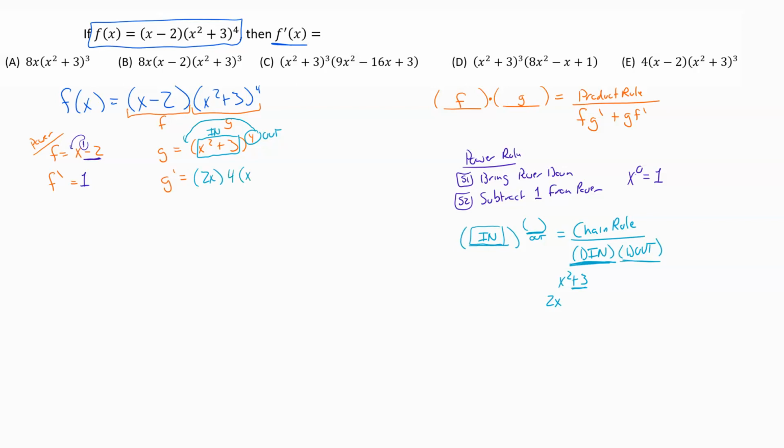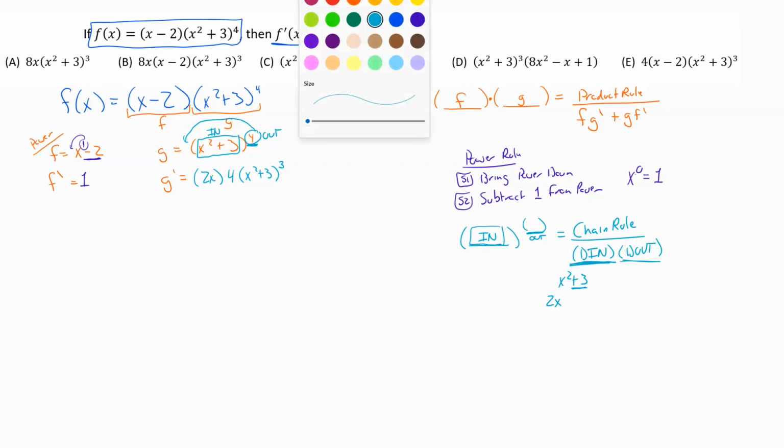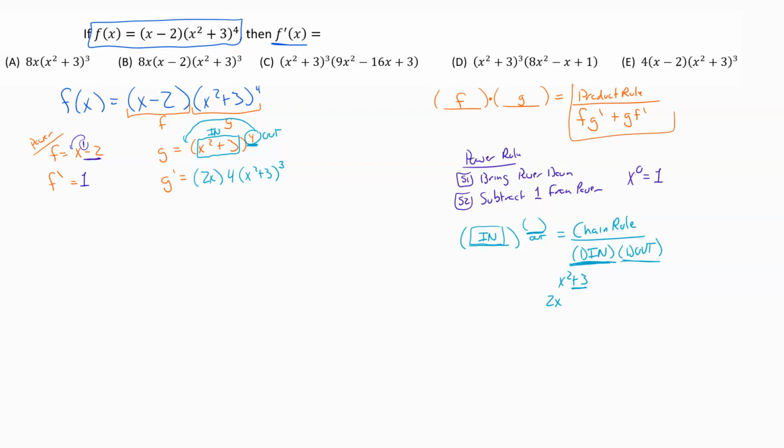You leave alone all the stuff you already took the derivative of, and then you're going to subtract 1 from the power. So that 4 becomes a 3 right there. Now I have what I call my ingredients. So I've got all the ingredients I need to follow my product rule, which was my primary rule.